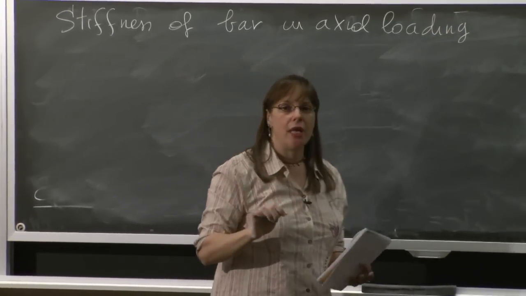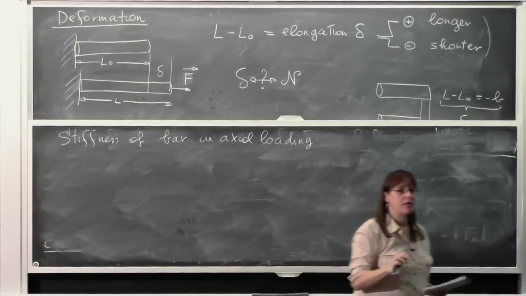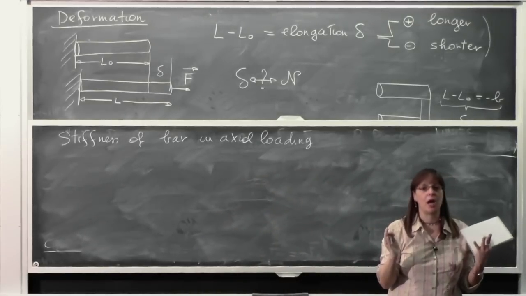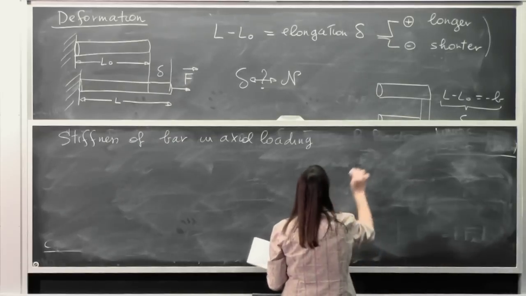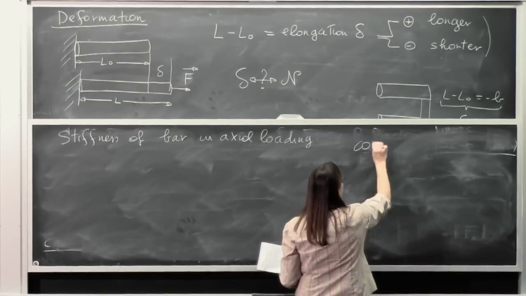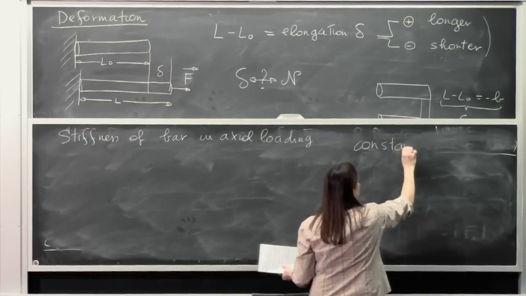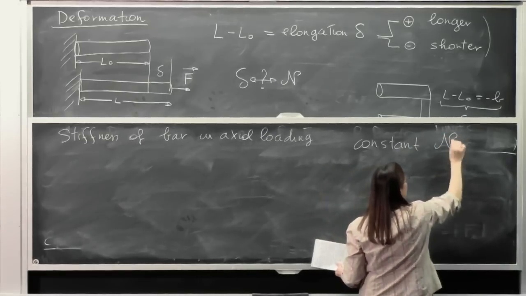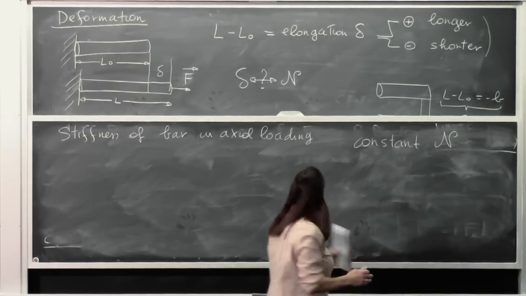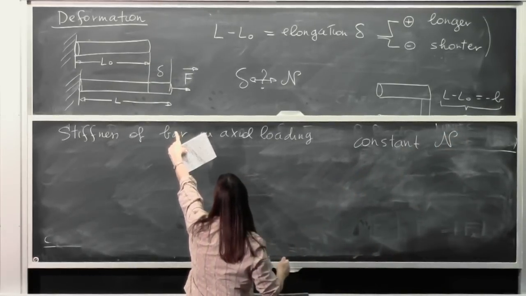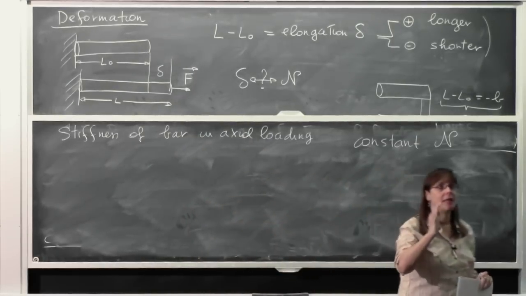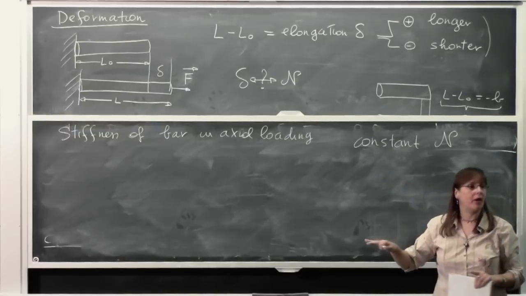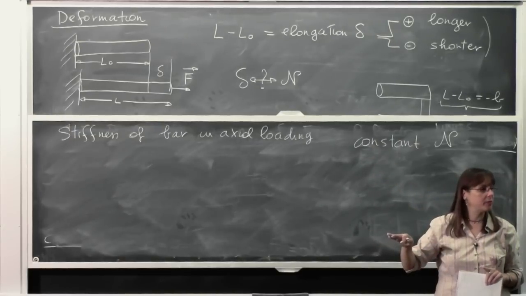So today, to simplify my life, I'm only going to think about a very simple kind of problem. I'm going to think about a problem which has a constant N, constant axial force. A constant axial force means that I have maybe a bar that looks like that. If you look inside that bar, the axial load inside the bar at every point in the bar is equal to the magnitude of F.